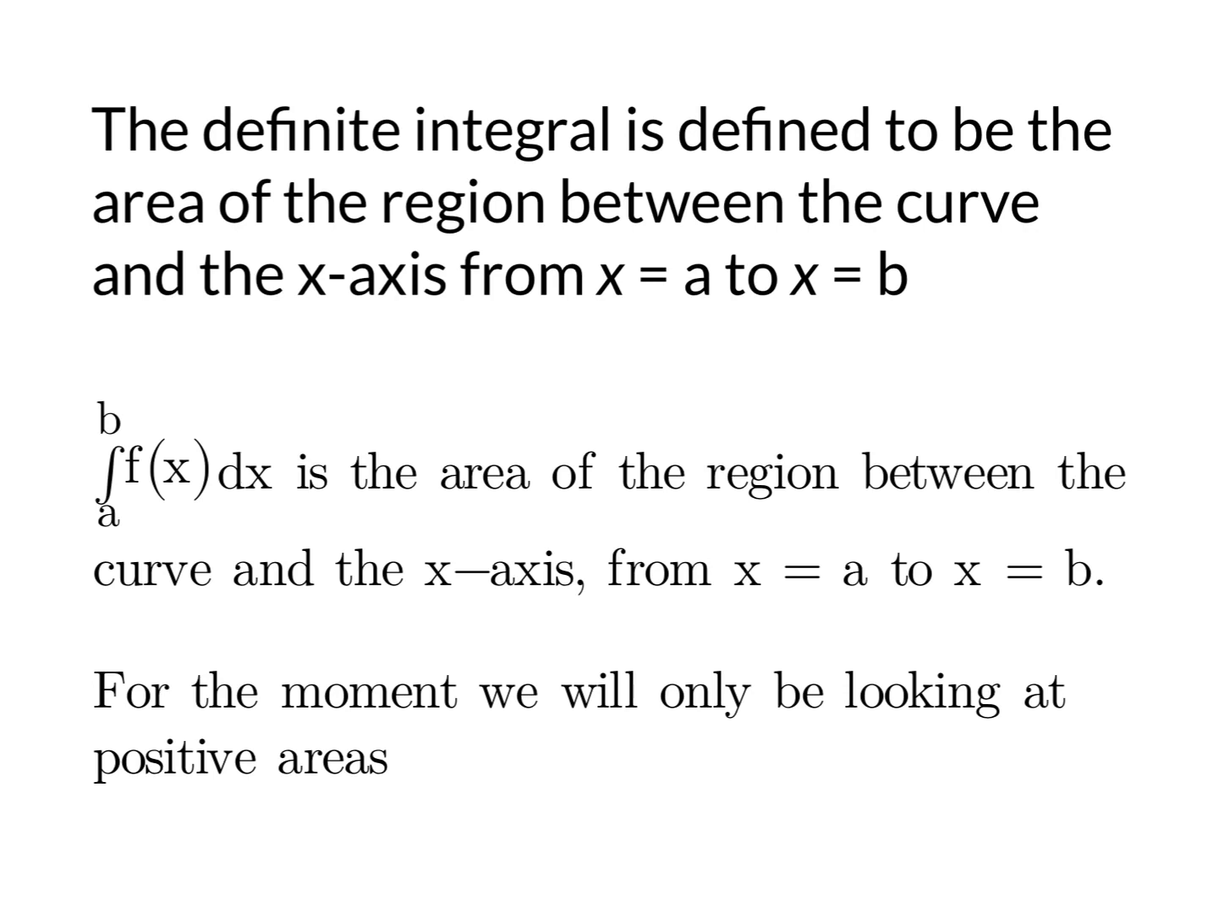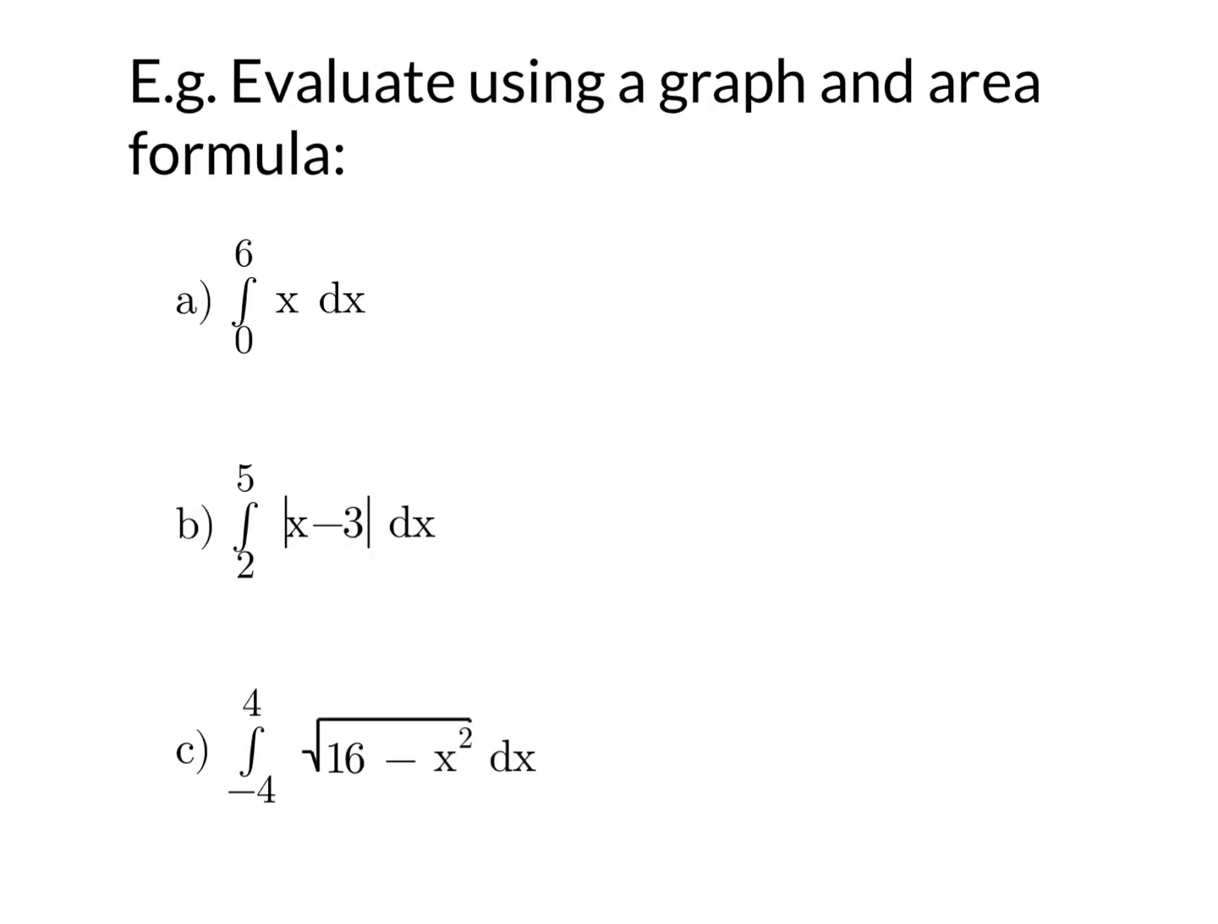So when we say it goes from a to b, a is at the bottom and b is at the top of the function, which is the curve, with respect to x. That's the area of the region between the curve, x-axis, from x equals a to b. And for the moment, we're just going to look at positive areas.